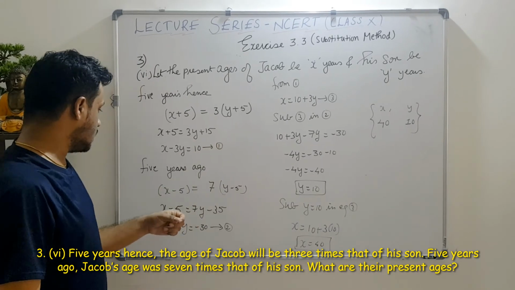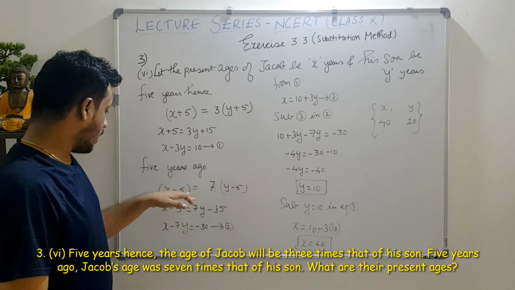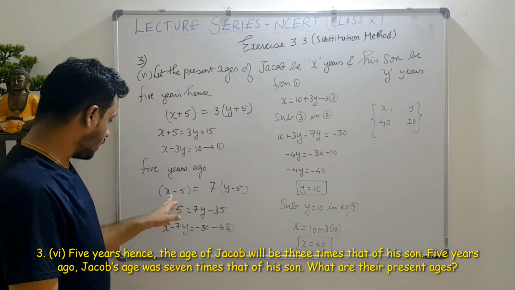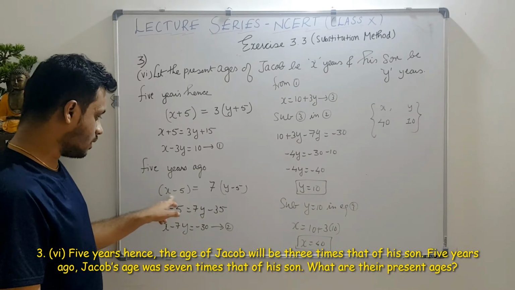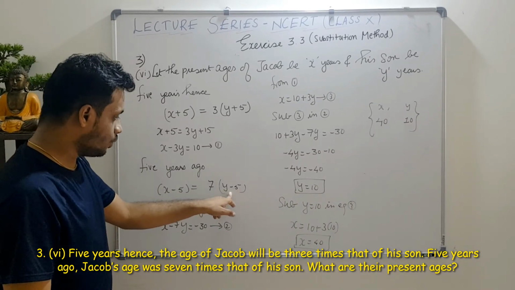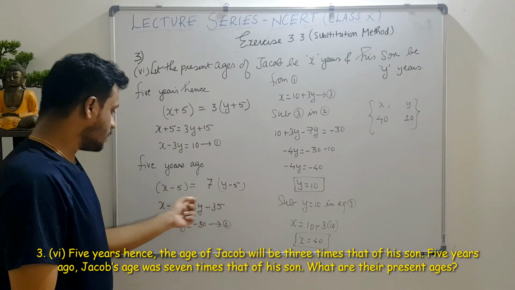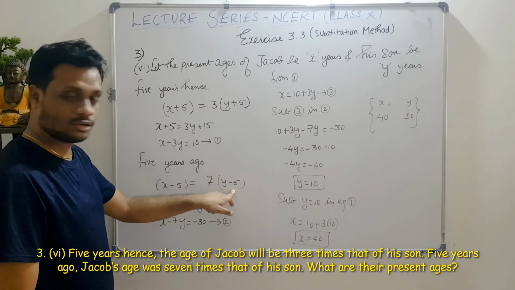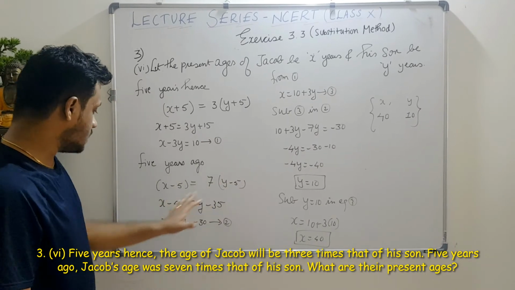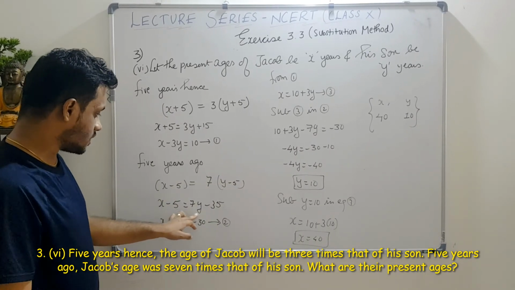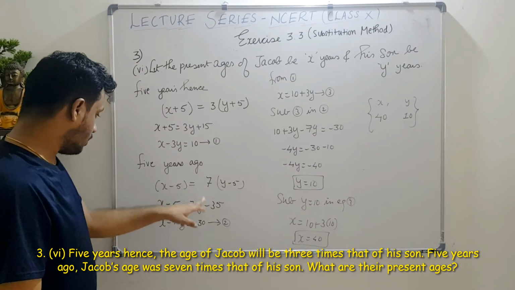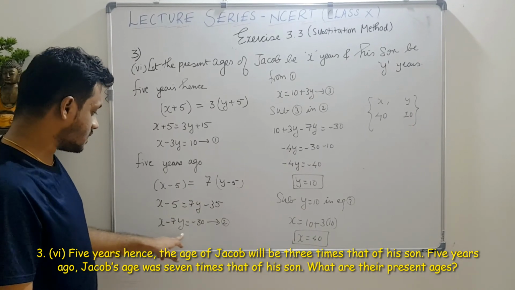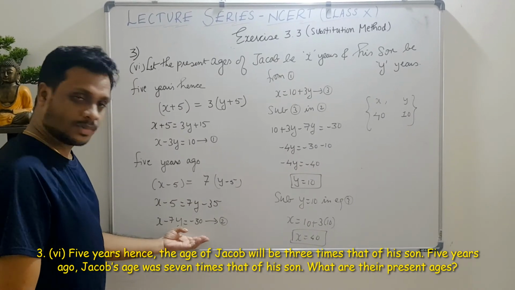There is one more condition given, 5 years ago. So I have taken the present ages as x and y. So 5 years ago, the age of Jacob would be x minus 5, his son would be y minus 5, and the relationship is the age of Jacob would be 7 times the age of his son. So when I again simplify this, I get x minus 5 is equal to 7y minus 35. I then bring this 7y to the other side, so I get x minus 7y equal to minus 30. This is my second equation.